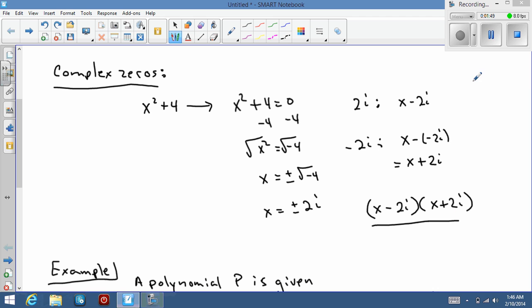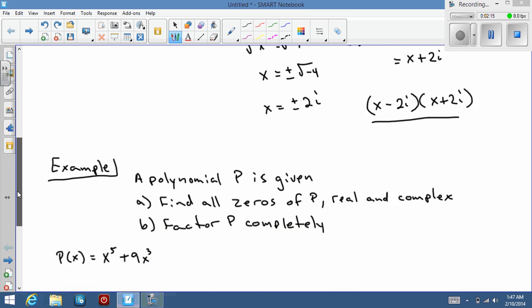So just to be sure you understand, if I took x minus 2i and I were to set that equal to 0, I would add 2i to both sides, and I would get x equals 2i. So to start with 2i, we subtract the 2i. We subtract our zero, which is why subtracting a negative would convert to positive.